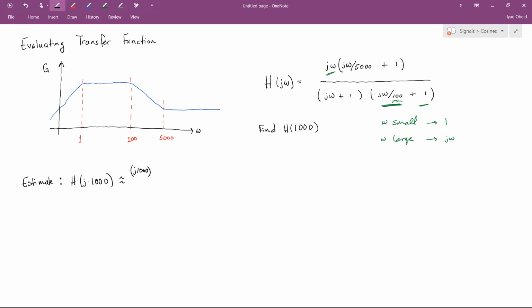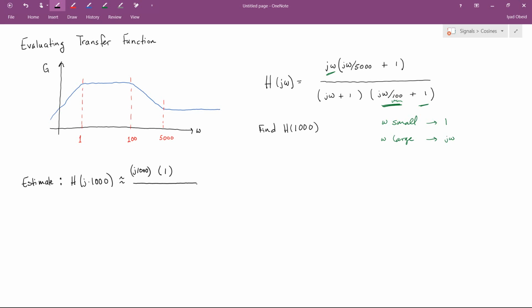Now the next term is j omega over 5000 plus 1. In this case my omega is 1000, which is a lot smaller than 5000. So I'm going to assume that the 1 term is a lot bigger than 1000 over 5000, that's 0.2j. So in this particular case, it'll be 0.2j plus 1, and we can basically ignore the 0.2j. Let's just keep it at 1. I can't truly ignore it, it's still there, but if I'm trying to get a quick and dirty back of the envelope calculation, I can assume that it's just a 1.